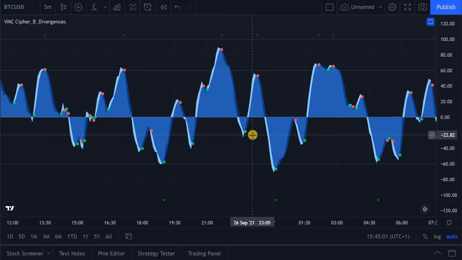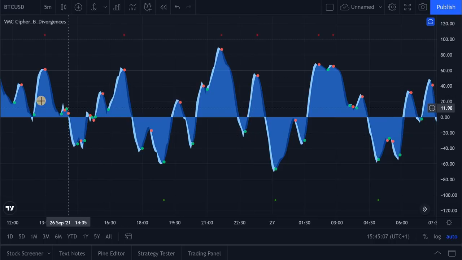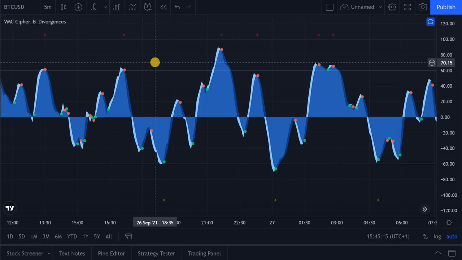And remember, we are using a 5-minute time frame. So all these signals, as you can see, are playing within the 5-minute time frame. So that's why I am going to use this indicator for scalping. And I'm going to show you exactly my strategy and how you can use it to profit every single day.